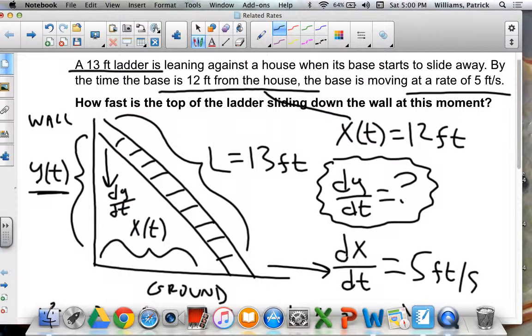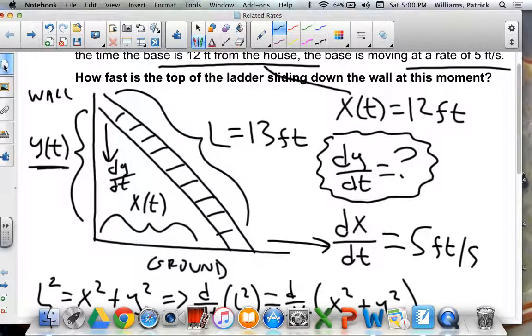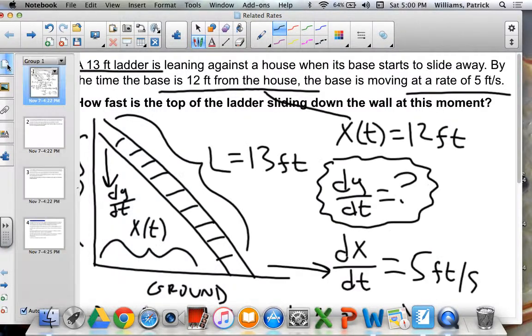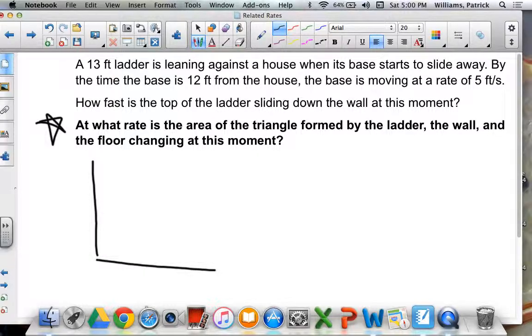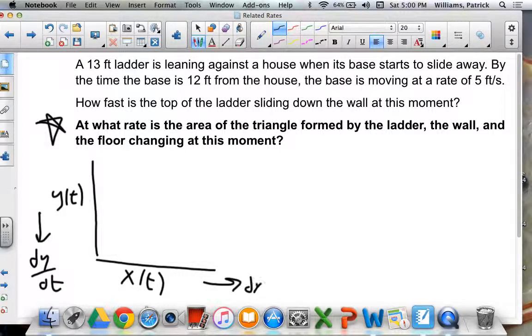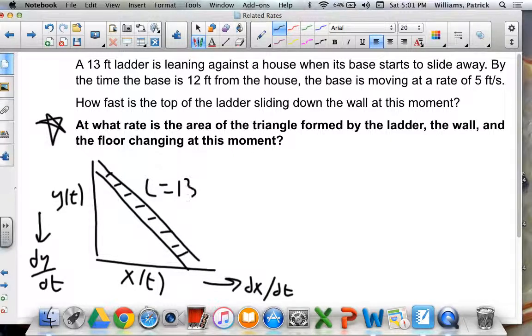So let's find out another example of a related rates problem, which is related directly to this problem right here, okay? So now we got this. We got the same situation, but now look what's bolded, okay? I'm asking you a different question right now. So we just found out this, let's draw our picture again, okay? We got y of t is this distance, x of t is that distance, dy/dt goes down, dx/dt goes this way. We have our ladder at L equals 13 feet.